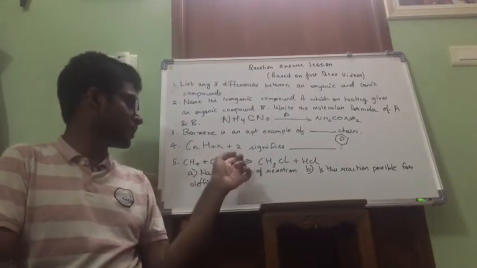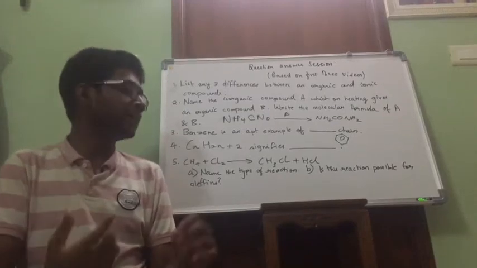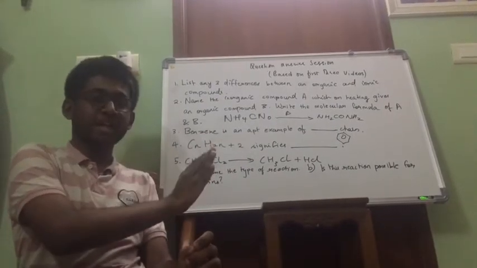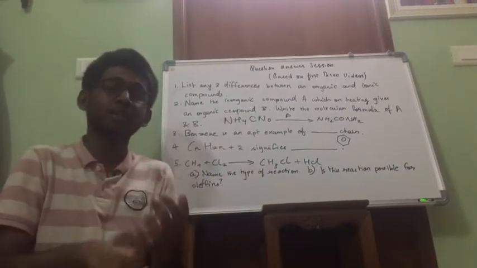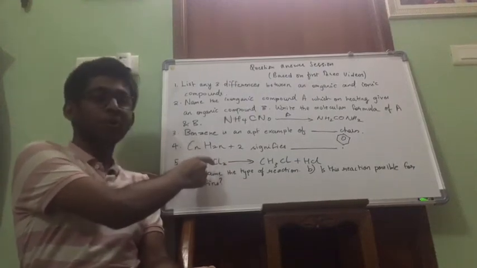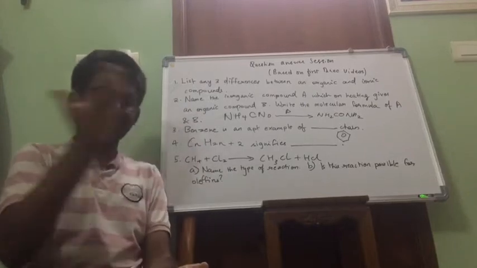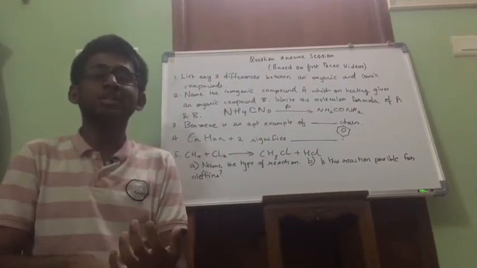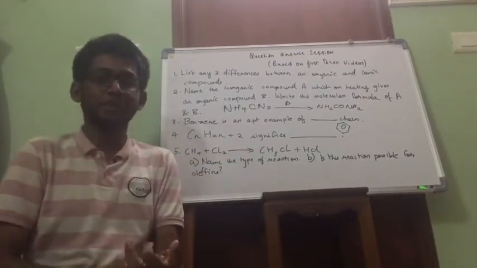The next one says CH4 + Cl2 gives CH3Cl + HCl. In this reaction, the first question says name the type of the reaction. To identify that, let's see how the reaction is written. Here there are totally 4 hydrogen atoms, and then it becomes CH3Cl. That means one hydrogen atom has been substituted by a chlorine atom, and the next chlorine atom has formed a bond with the hydrogen atom which has come out from methane to form HCl. That means this reaction is known as a substitution reaction. So the type of reaction is a substitution reaction.